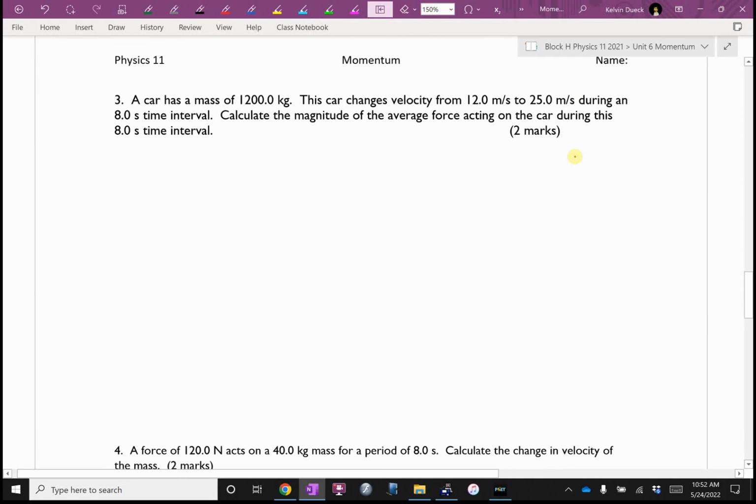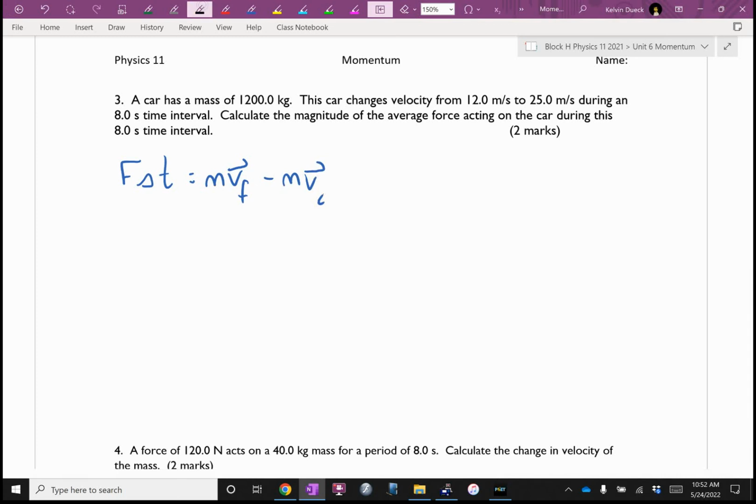Again, I see 1 mark. They want the average force. There is enough here that you could go F equals ma, and I would be fine with that. But I chose to go impulse equals impulse. Oh, not final, Mr. Duick, initial.